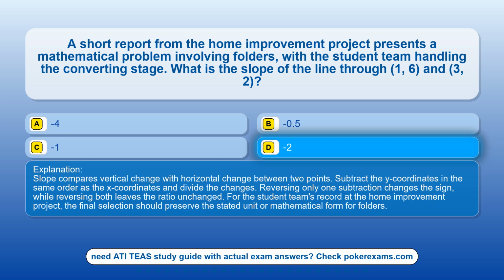Slope compares vertical change with horizontal change between 2 points. Subtract the y-coordinates in the same order as the x-coordinates and divide the changes. Reversing only one subtraction changes the sign, while reversing both leaves the ratio unchanged. For the student team's record at the Home Improvement Project, the final selection should preserve the stated unit or mathematical form for folders.